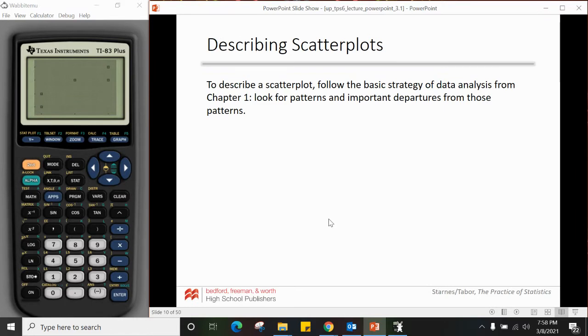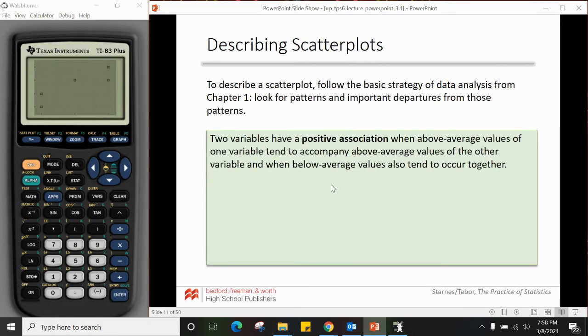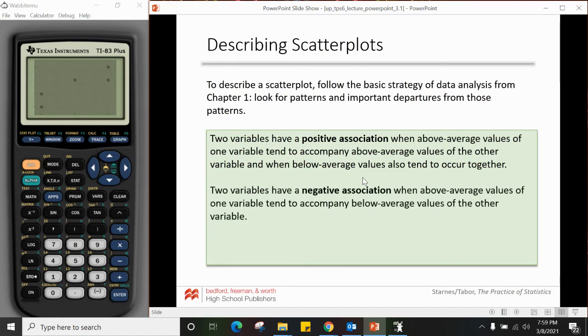Now, to describe scatter plots, we're going to follow a basic strategy. The first thing is whether there is an actual association. Basically, is there a relationship? It's either positive, negative, or neither. I don't love these definitions.